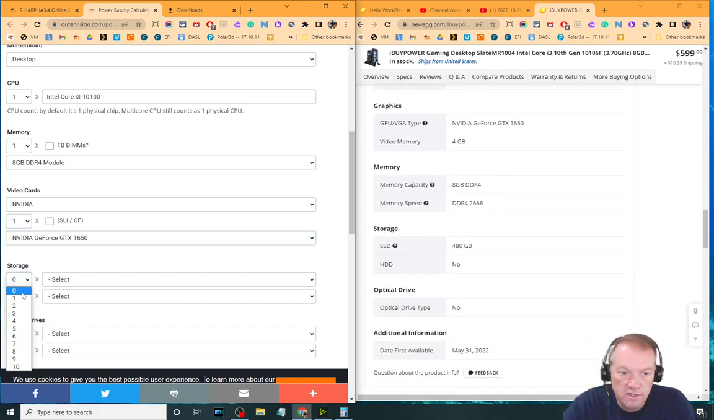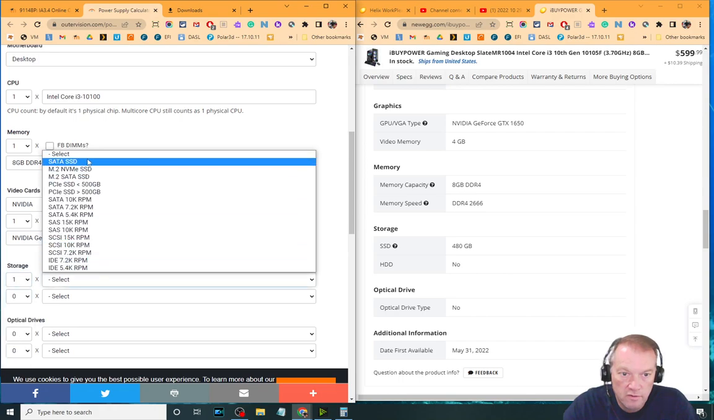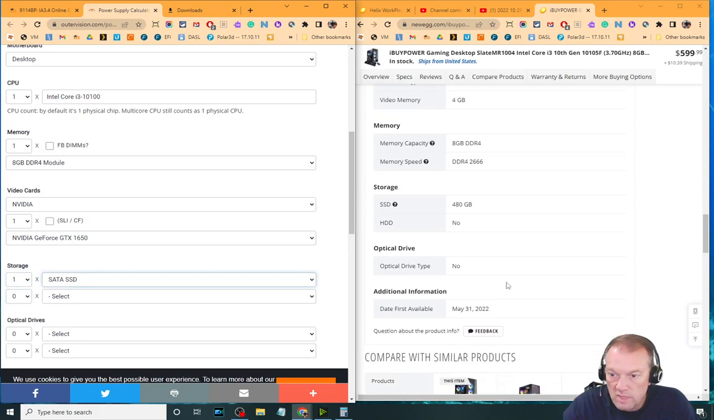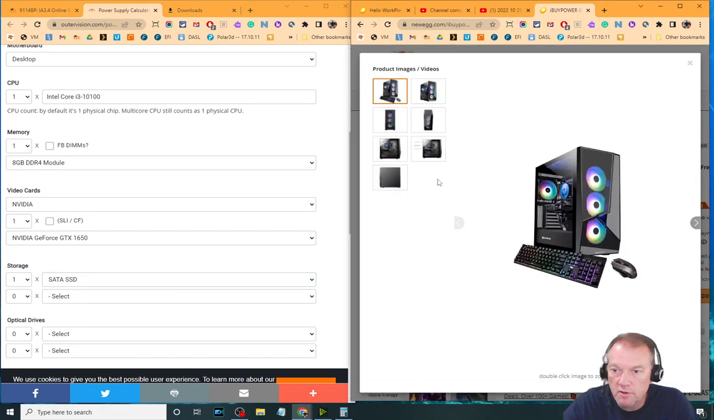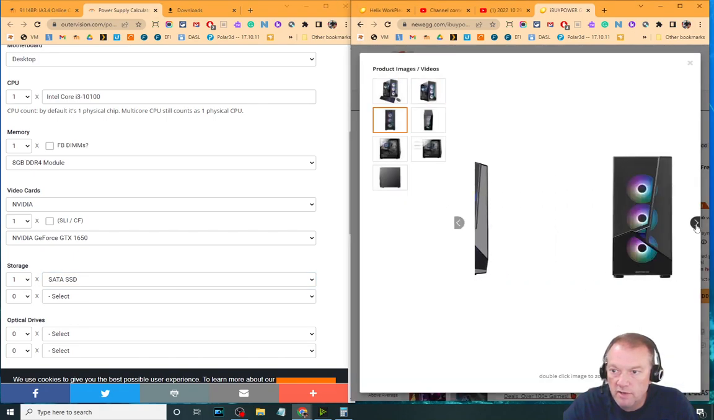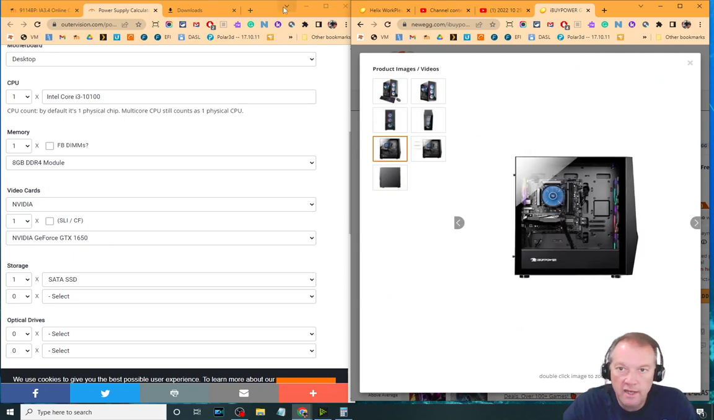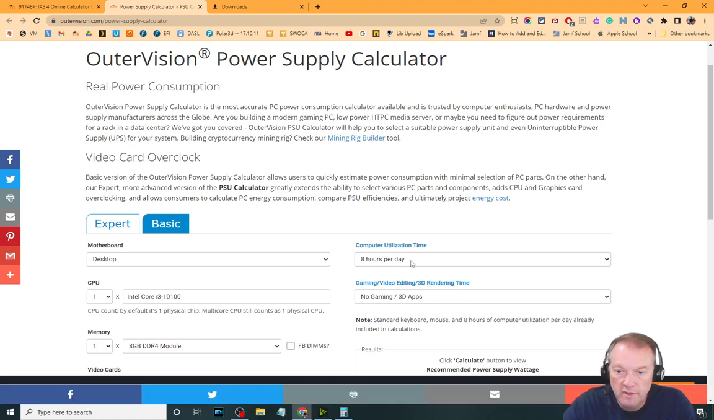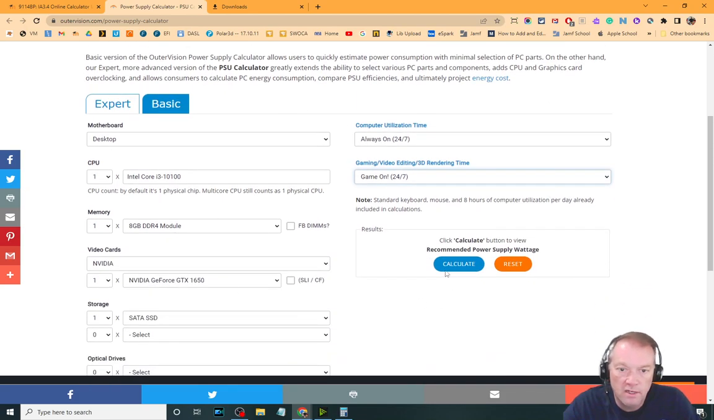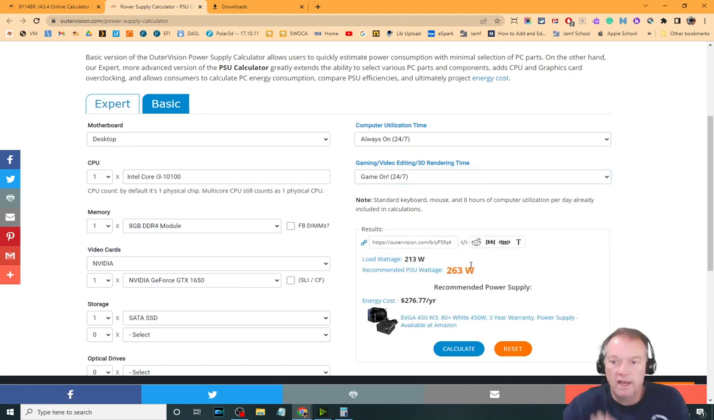And our hard drive was a solid state drive. No optical drive. And if you remember from us doing our walk around on this one, it also had four fans. I don't think this one asked about that. Monitor, no. But because it's a gaming one, we would say 24/7 and game on to see what that made a difference on. I will tell you that in expert mode, it asks you about fans. Let's go and look at this one and then add those fans.